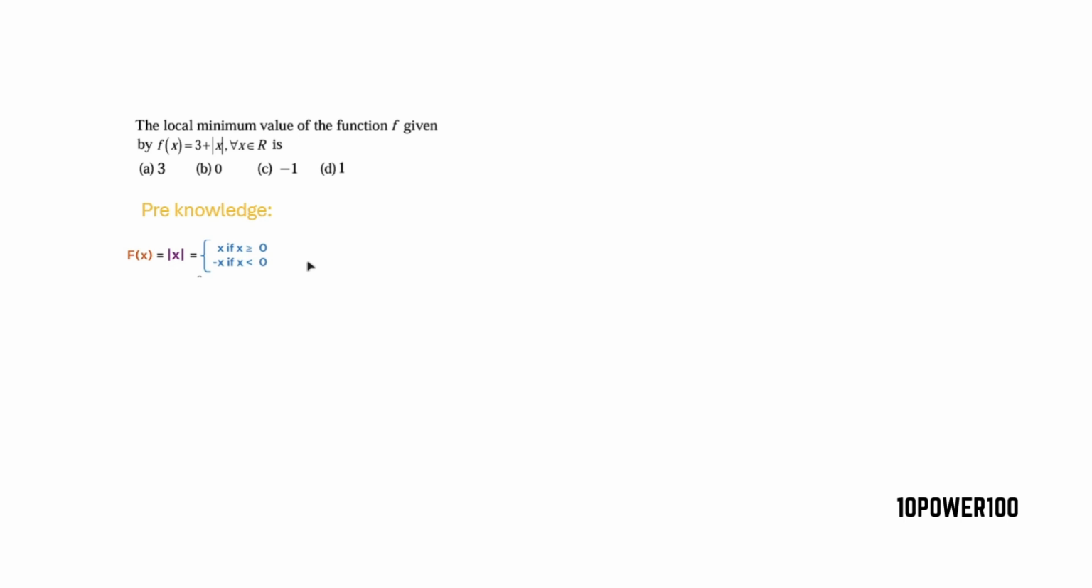The next question is: the local minimum value of the function f, given by f of x is equal to 3 plus mod x for all x belongs to R, is option A 3, option B 0, option C minus 1 and option D 1. The pre-knowledge required to solve this problem is that f of x is equal to mod x. It is positive x when x is greater than 0 and minus x when x is less than 0. So in this case, let us take the mod x value.